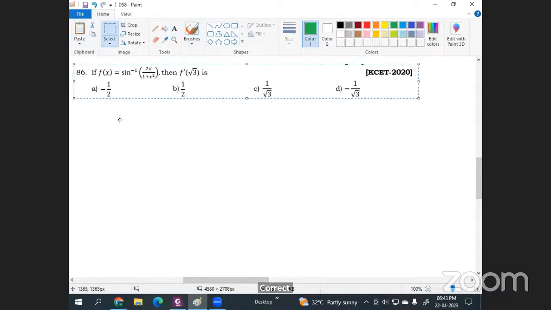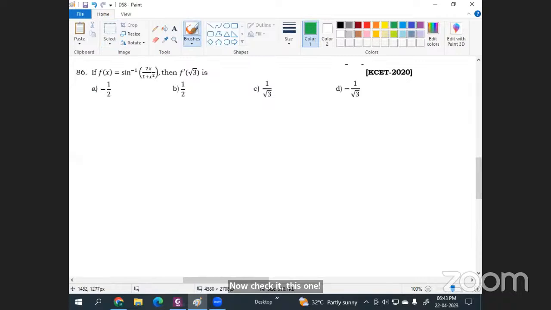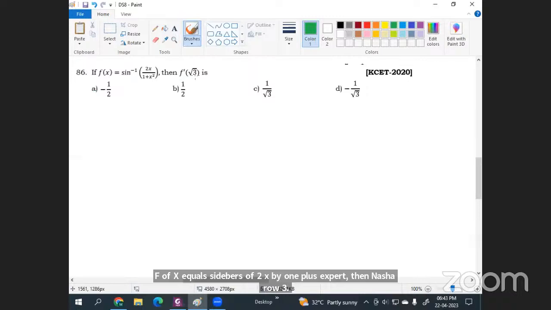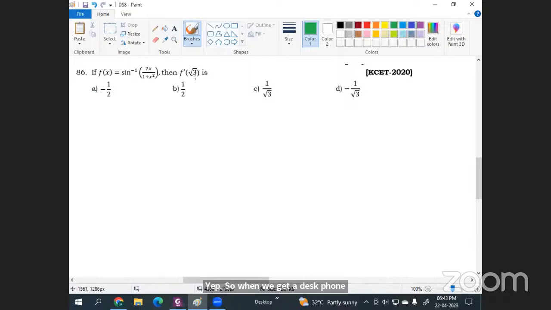Now check this one. If f of x equal to sine inverse of 2x by 1 plus x square, then f dash of root 3. So when we get f dash of root 3, f of x equal to sine inverse of 2x by 1 plus x square, then f dash of root 3.